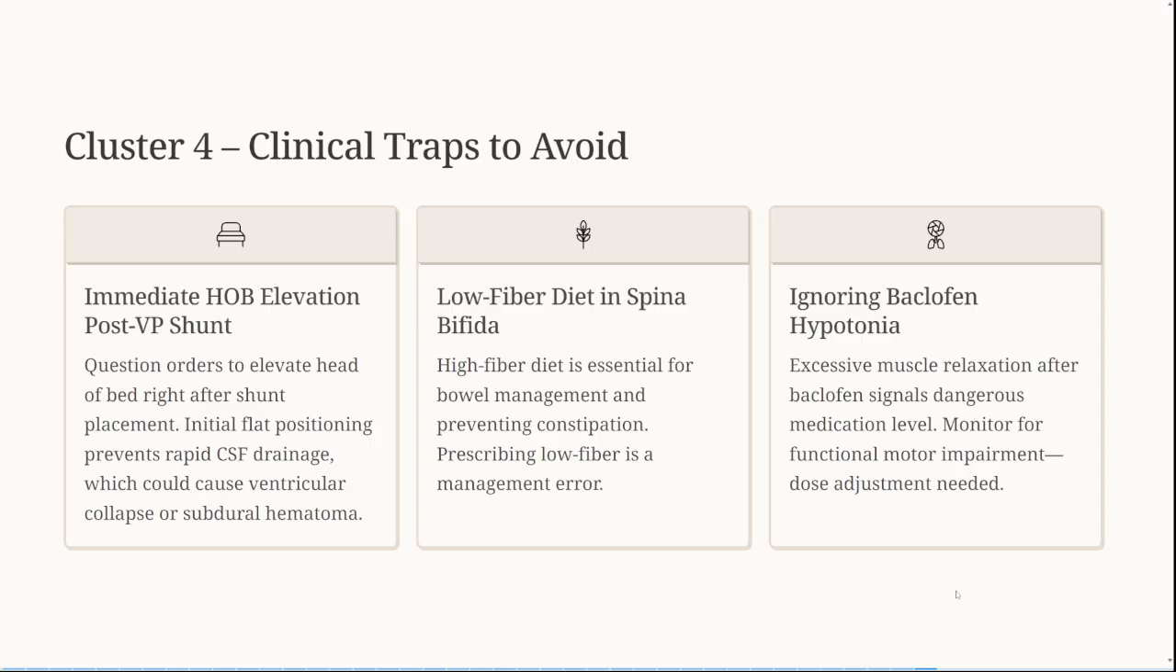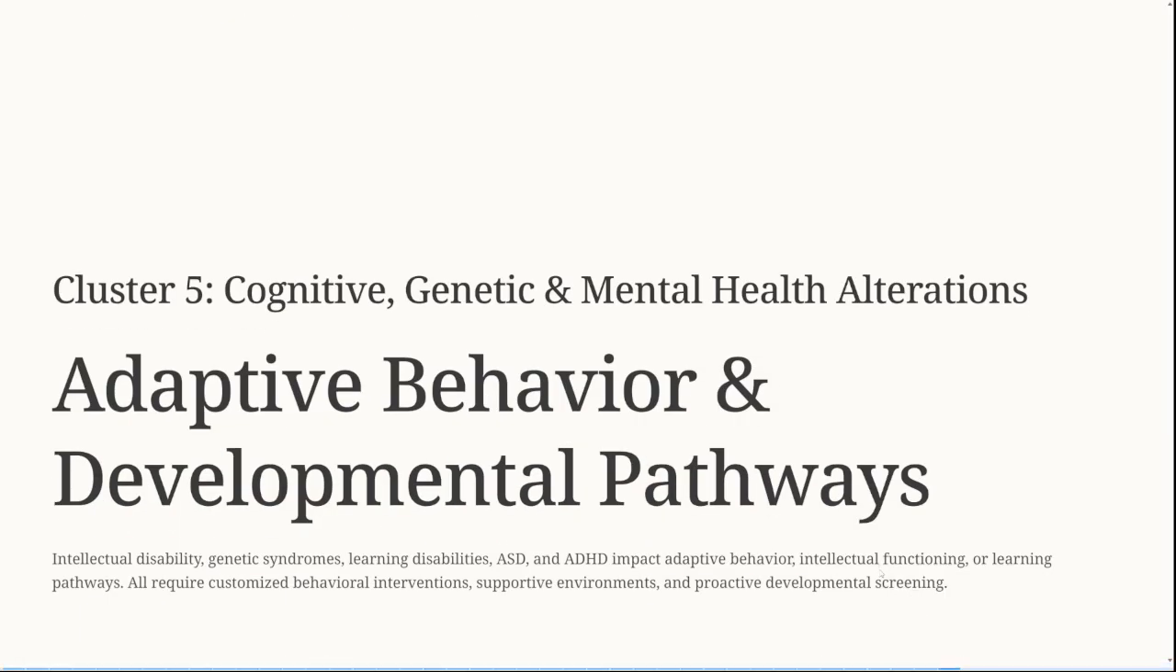Okay, cluster introduction. Our final essential cluster covers the vast landscape of cognitive function, genetic syndromes, and mental health alterations. It's a big one. It is. The unifying idea here is that these conditions impact adaptive behavior, intellectual functioning, or learning pathways, and they all require customized behavioral interventions, supportive environments, and targeted developmental screening.